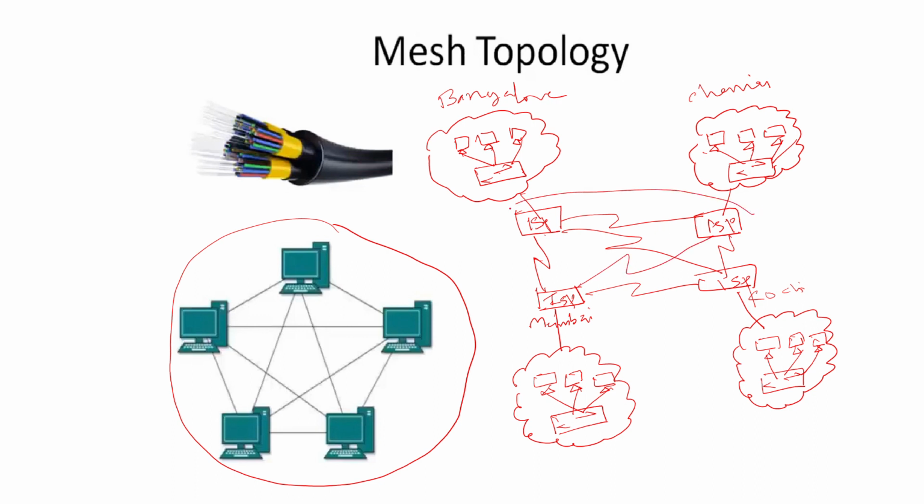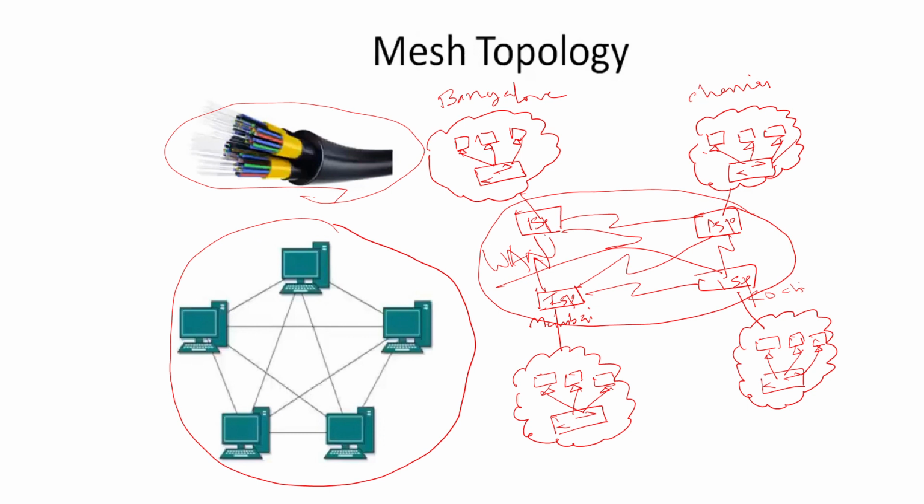See, here you can see that it forms a mesh, right? This is the mesh topology, and the cable used in this topology is a fiber optic cable. Mesh topology is normally used on the WAN side. This is the WAN network. In the LAN network, we use star topology in a small LAN network, and tree topology in a large LAN network.